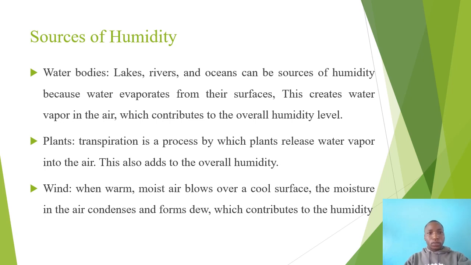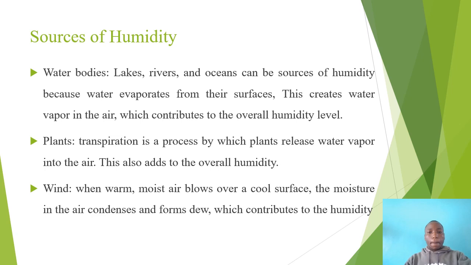The first one is water bodies. Water bodies are a major source of humidity in the atmosphere. Water bodies like oceans, lakes, and rivers release water vapor into the air through the process called evaporation. Evaporation is the process by which water changes into gas. When the sun heats up the water, some of it turns into water vapor, which is released into the atmosphere and forms clouds. Those clouds release moisture back into the air as rain or other forms of precipitation.